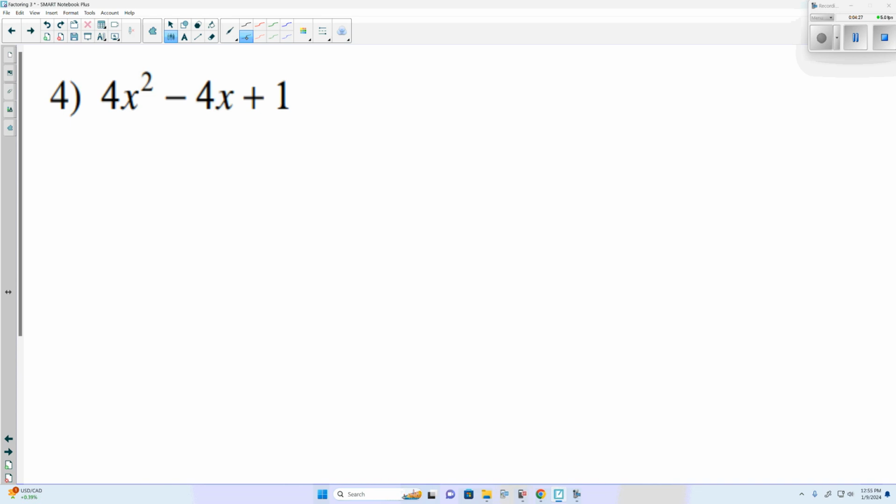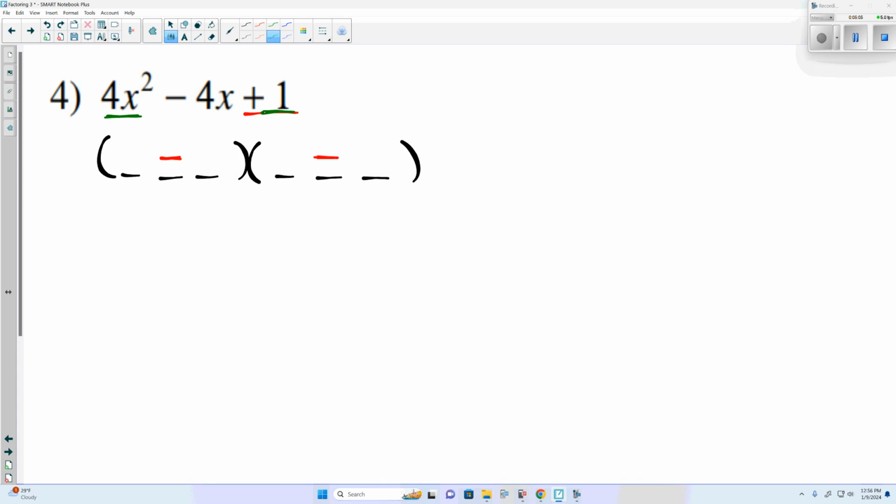And if we look at this here, the first thing we should look for is a greatest common factor. So 2 is in common with our 4x squared and 4x. But unfortunately, 1 is not divisible by 2. So there, unfortunately, is not a greatest common factor between these three terms. 2 of them, yes, but not all 3. Now, the next thing we look at is signs. The third term is positive, so our signs are the same and match the sign of the middle term, which would be our minus and minus.